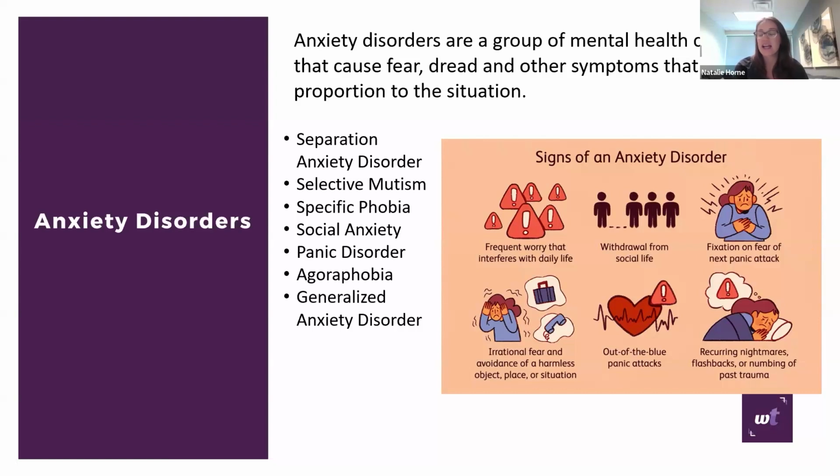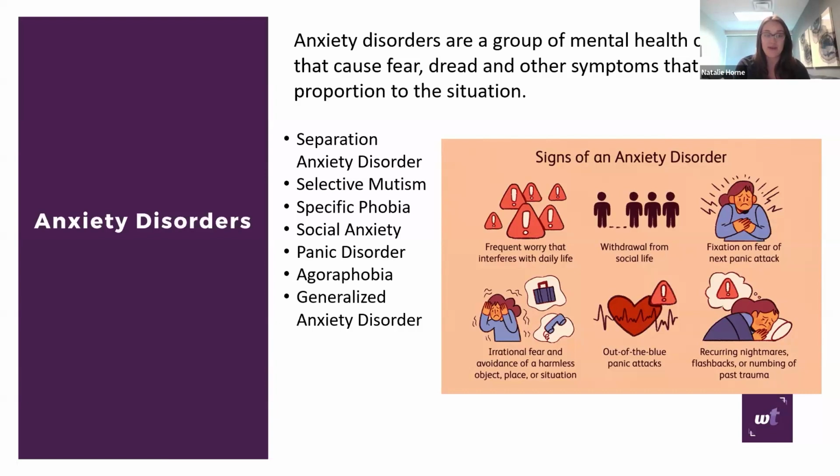We have separation anxiety disorder, either in childhood or adulthood, where someone is fearful of being separated from someone close to them or their caregiver that prevents them from doing things that they need to do: going to school, going out of the home, sleeping alone. Selective mutism is a childhood disorder where we see kids that we know are able to speak, but do not in certain situations because of anxiety.